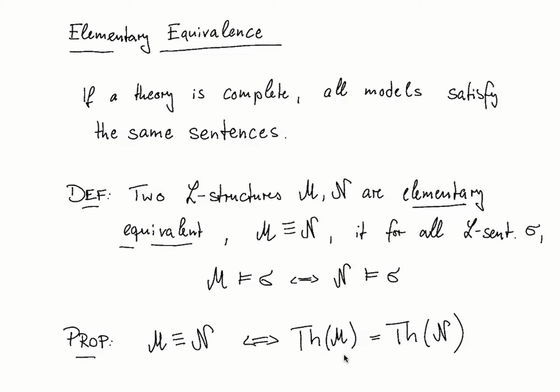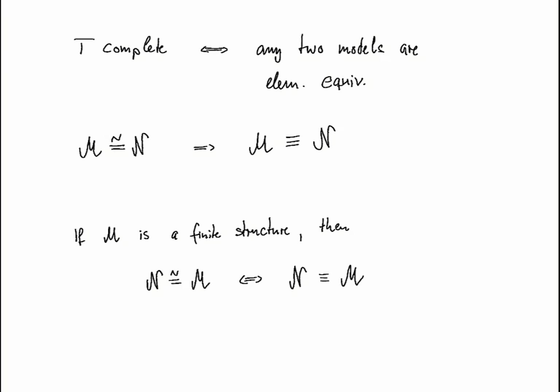It's not hard to see then that two structures are elementary equivalent if and only if they have the same theory. And as usual, I recommend you sit down and verify this briefly yourself. It's similarly easy to show that T is complete if and only if any two models are elementary equivalent. That almost follows straightforwardly from the definitions. It's also not hard to see that if two structures are isomorphic, then they're elementary equivalent.